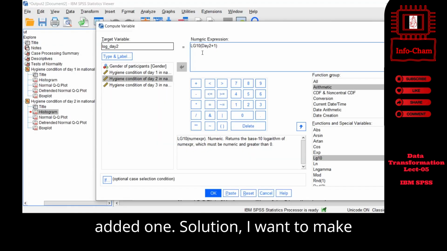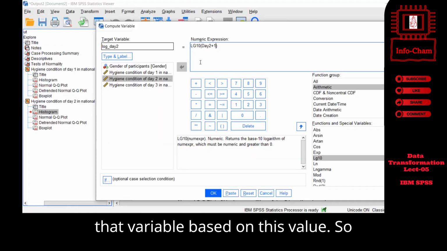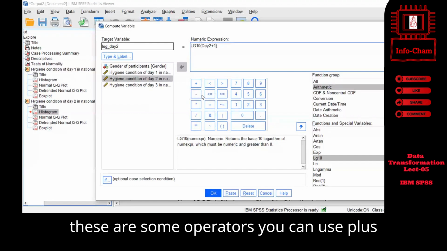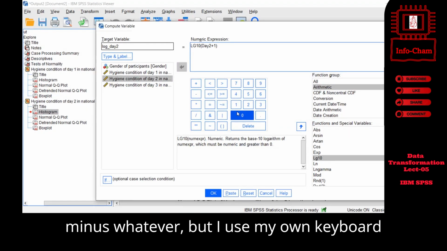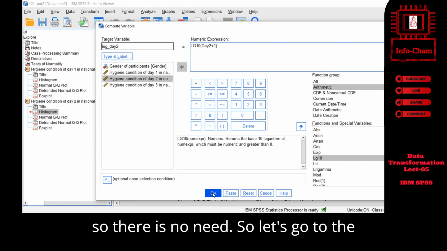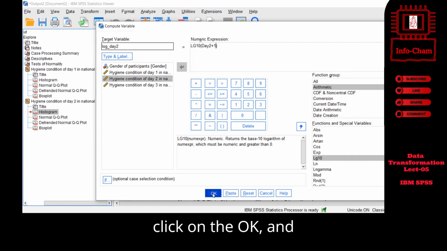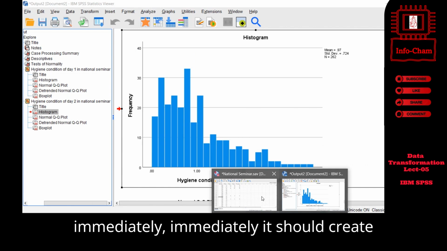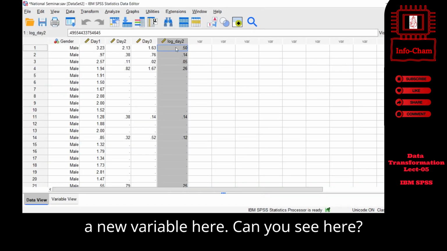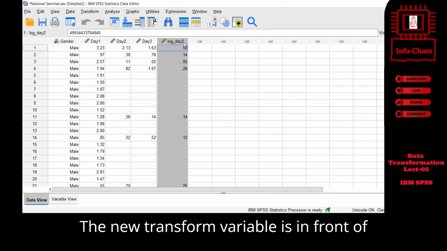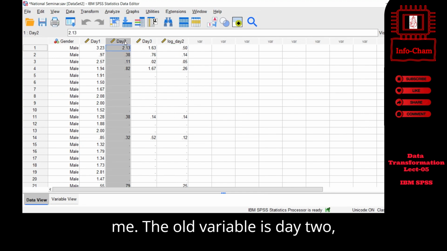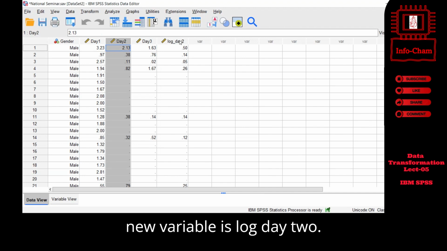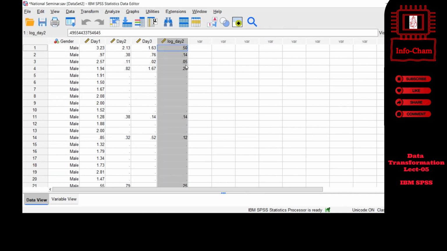Now I want to make that variable based on this value. So these are some operators you can use, plus, minus, whatever, but I use my own keyboard, so there is no need. So let's click on the OK. Okay, and immediately it should create a new variable here. Can you see here? The new transformed variable is in front of me. The old variable is day 2, the new variable is log day 2.